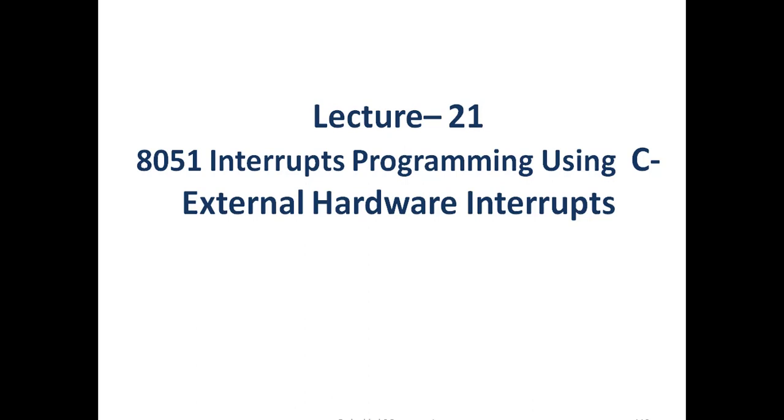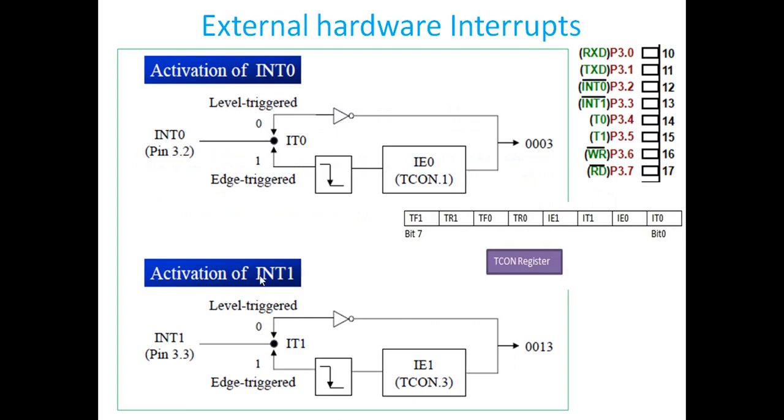Welcome to lecture 21, 8051 interrupts programming using embedded C. 8051 consists of 5 interrupts: external hardware interrupt 0, external hardware interrupt 1, timer 0 interrupt, timer 1 interrupt, and serial communication interrupt. In this lecture, we are going to discuss external hardware interrupt.